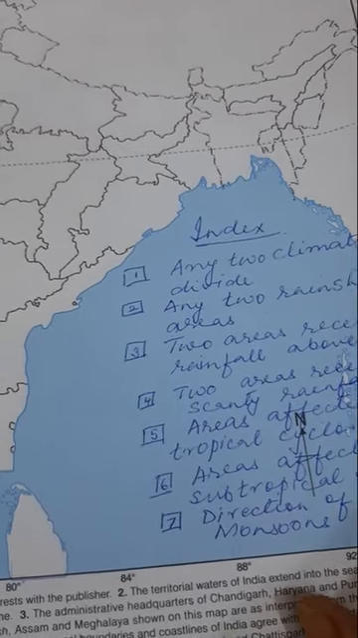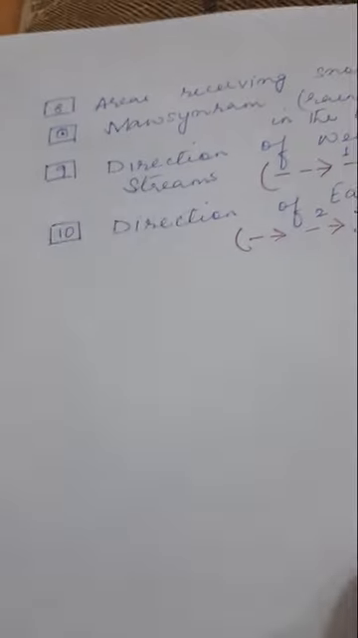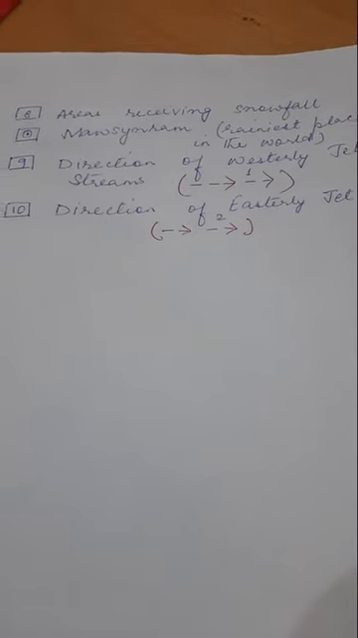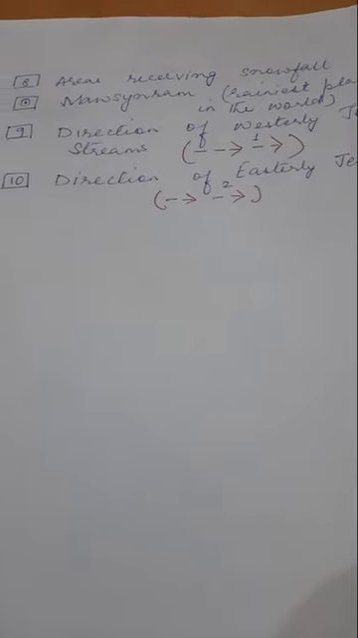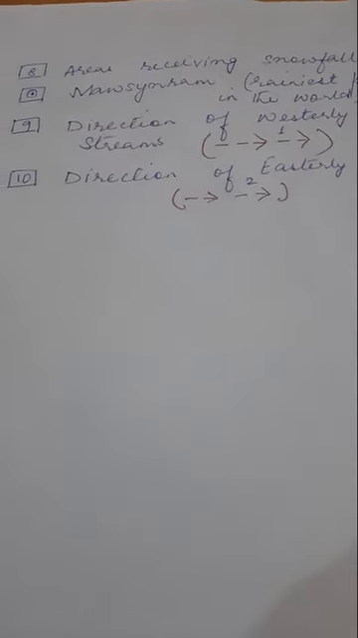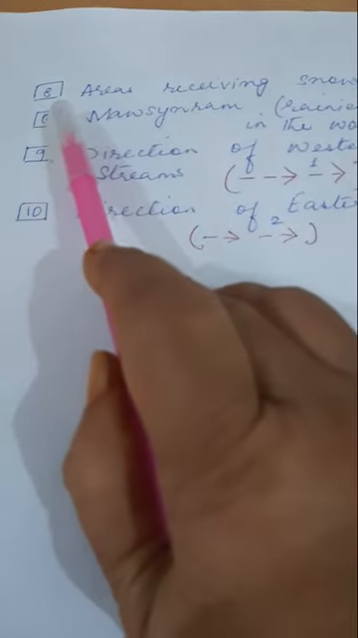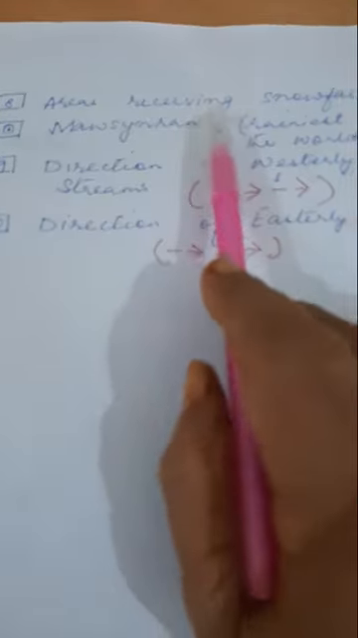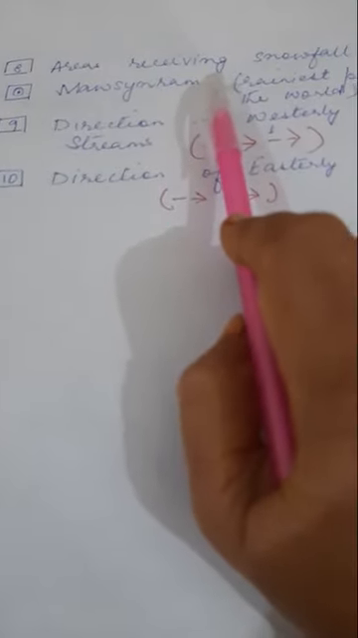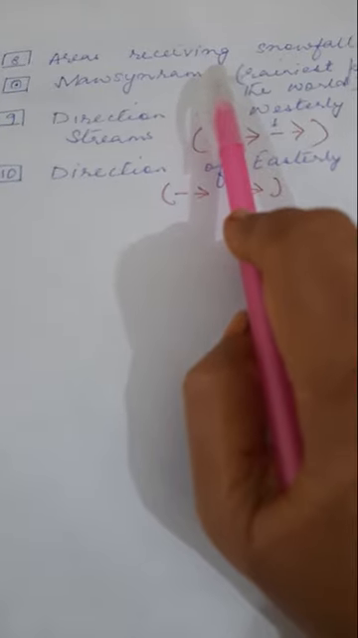Now let us proceed to number 8. As children, you will be doing it in your fair notebook, and you will be writing the index in the ruled sheet, so there will be no problem for you. But as I am doing it on the map itself, so I have used the back side. So the number 8 one is areas receiving snowfall. So areas receiving snowfall will obviously be the high zones in the northern part of the country.